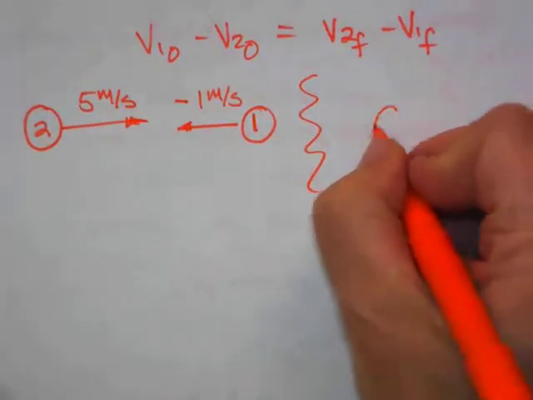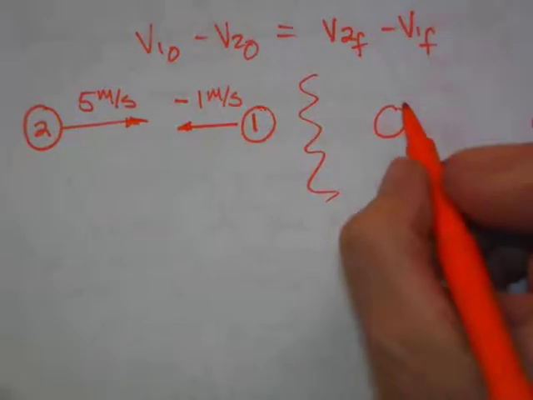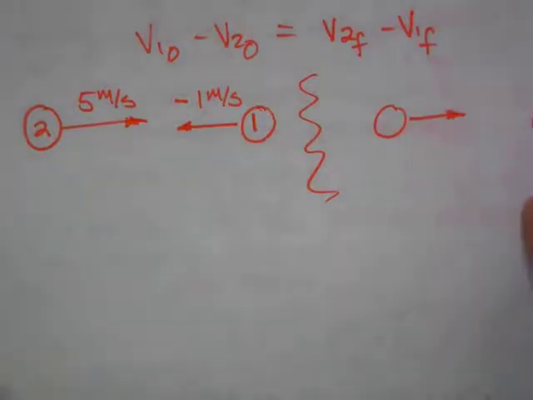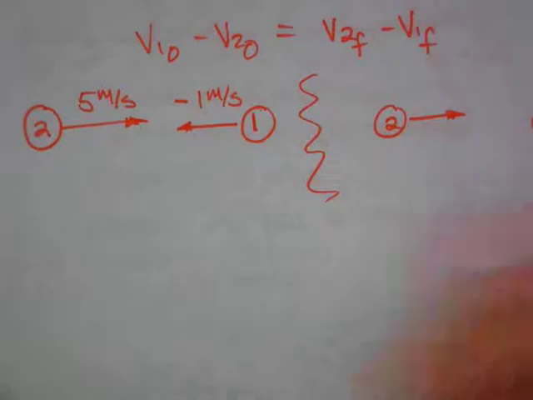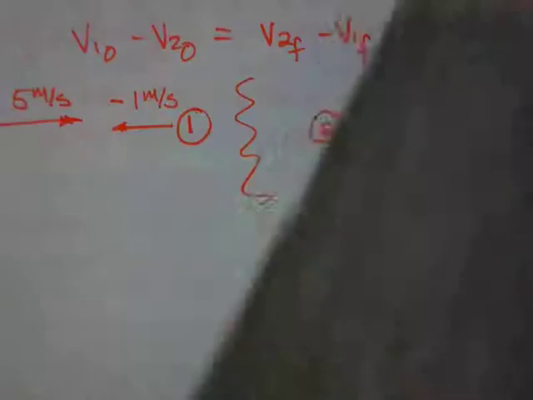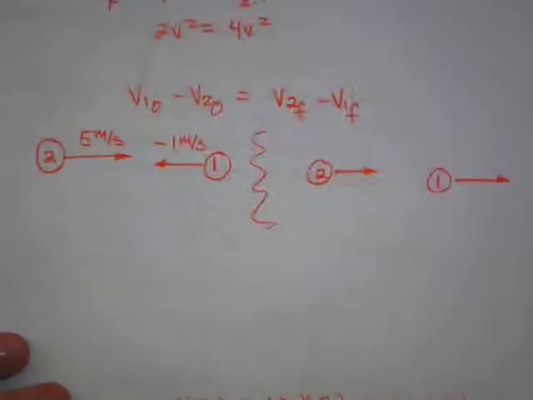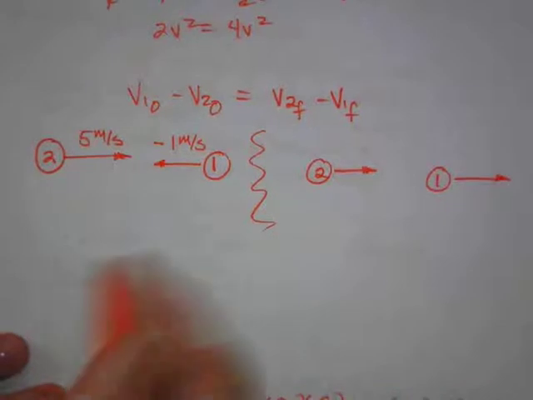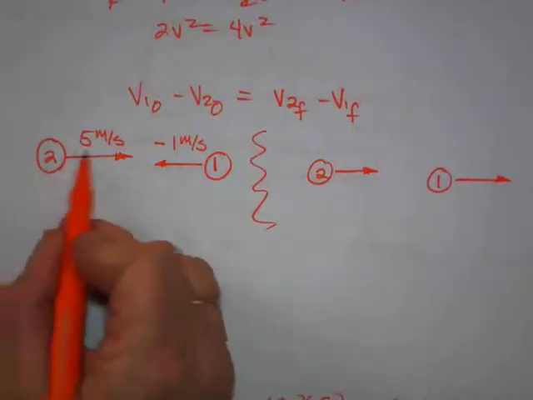They whack into each other, and then later they both move off to the right. Now, how would I know they would move off to the right? Right, I drew it that way? Yes. Because of the equation. Well, how much rightward momentum do I have here?